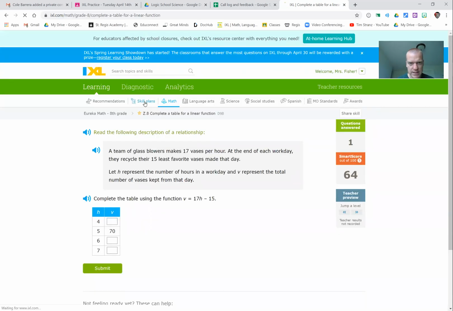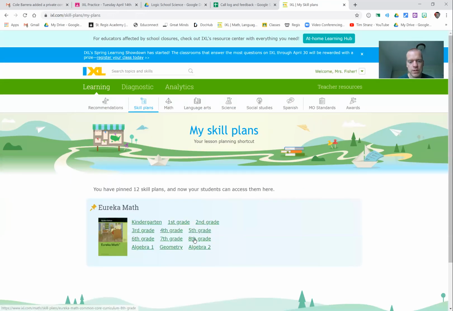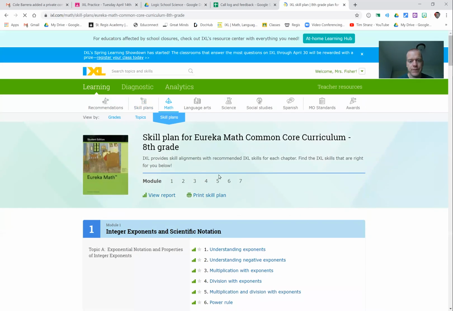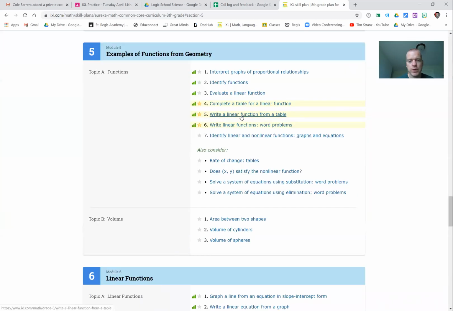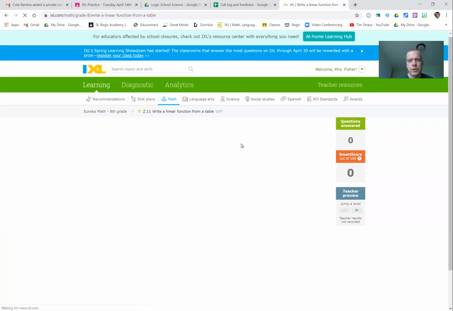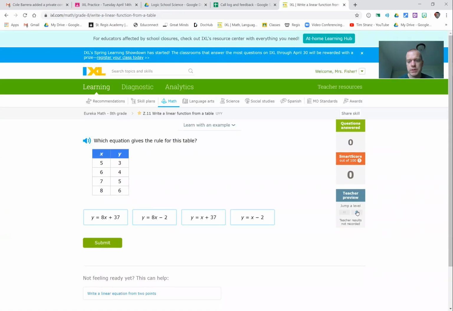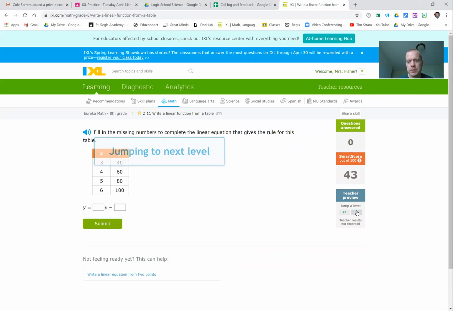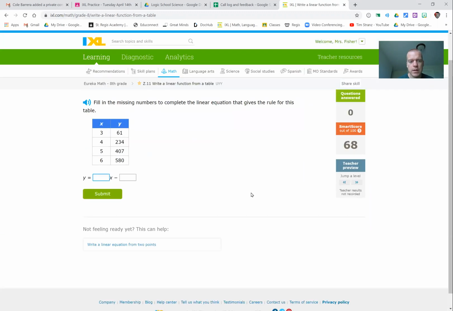Let's look at your second skill. 8th grade, this is module 5. Second one, write a linear function from a table. So if we go to the harder ones, okay, so now we need to write an equation. Remember, it's y equals mx plus or minus b.